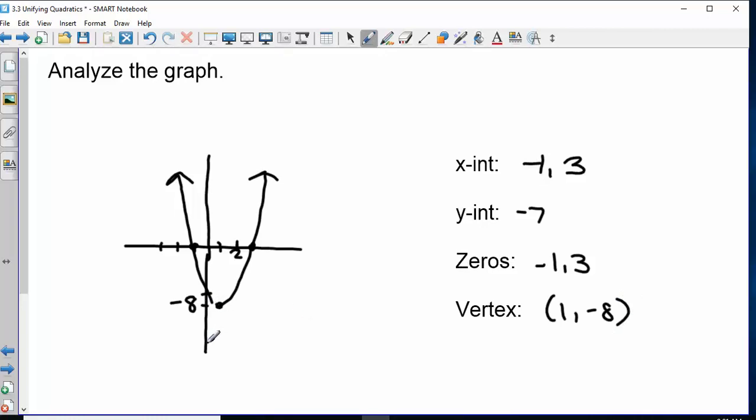Questions there? Yes, ma'am. Do you not put the x-intercept in the zeros? You can write these as ordered pairs, (-1, 0) and (3, 0) for the x-intercepts. The y-intercept you could have put as (0, -7). Other questions? Okay.